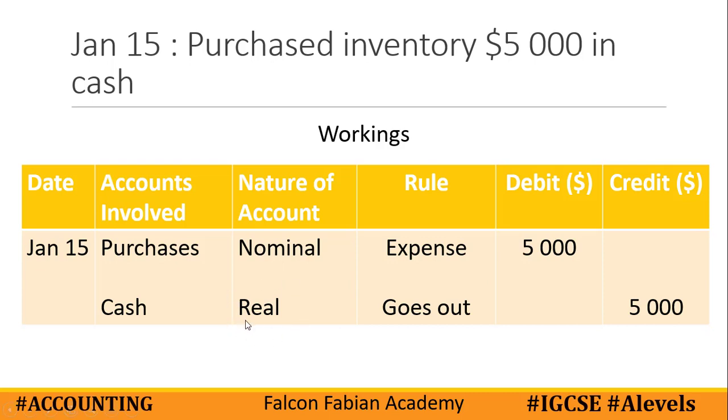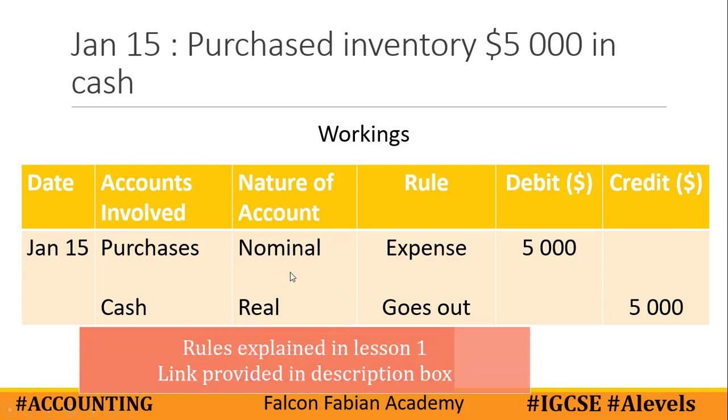The rule for real account is going to be applied to cash, and the rule for real account is debit what comes in and credit what goes out. So here cash is going out. So in rule we have written going out, and cash account needs to be credited by 5,000. The rule of all the accounts have been explained in detail in lesson number 1.